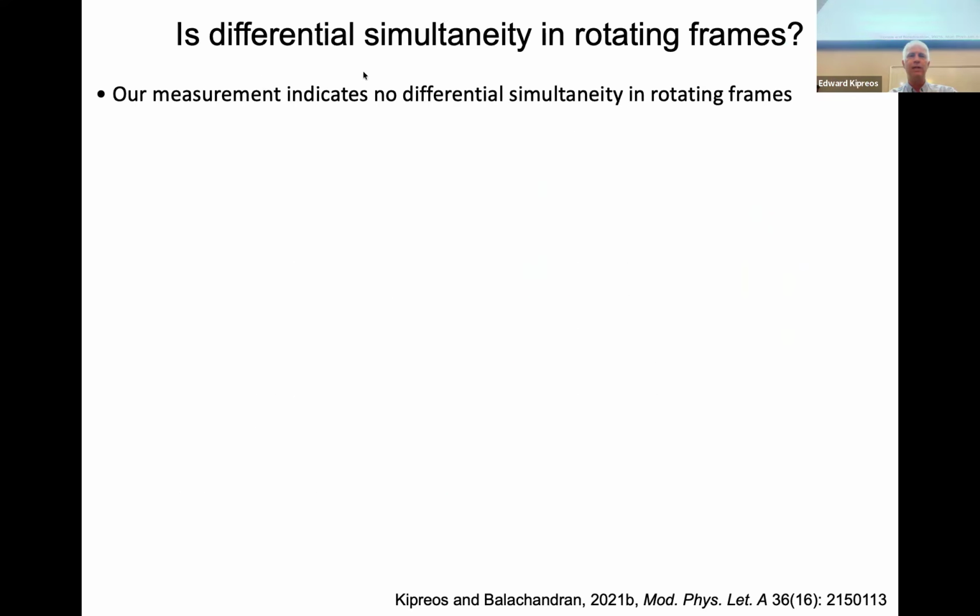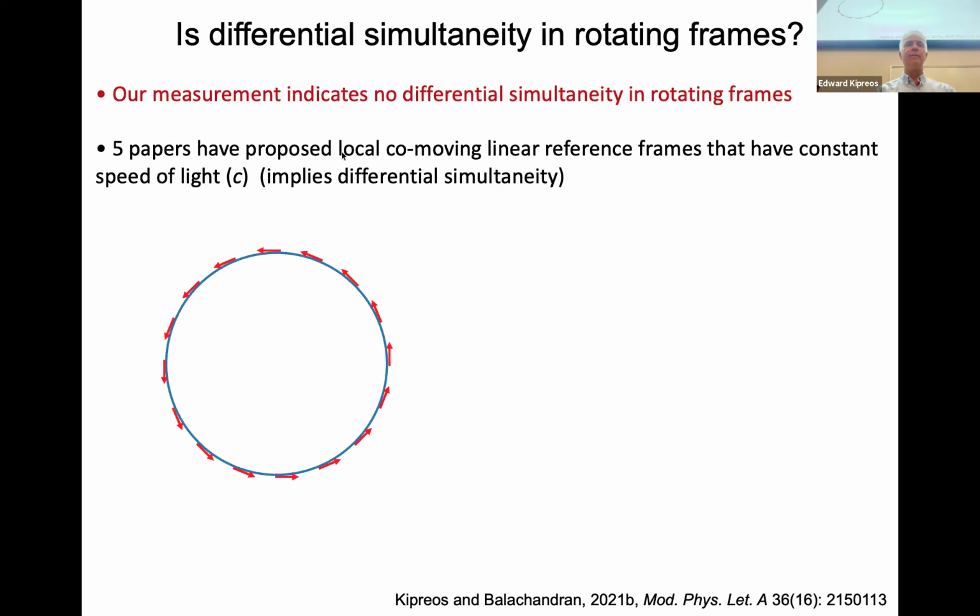Okay, so is there differential simultaneity in rotating frames? So our measurement says, no, it's not. There's no differential simultaneity in rotating frames. We measured it and it's 0. But there's some other papers, there's like 5 papers that have proposed in the past that if you look at a rotating circle, that you can put co-moving light, and so these are like little co-moving reference frames around it, and you can do an infinite number of them, and in each one of these co-moving frames, the speed of light is constant.